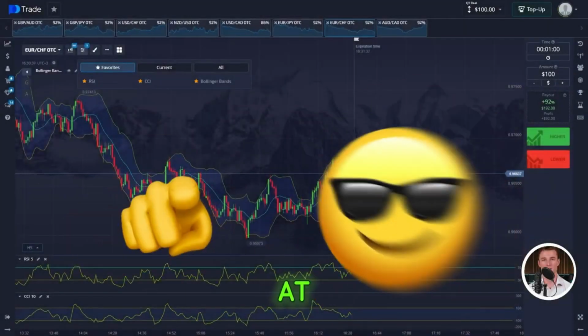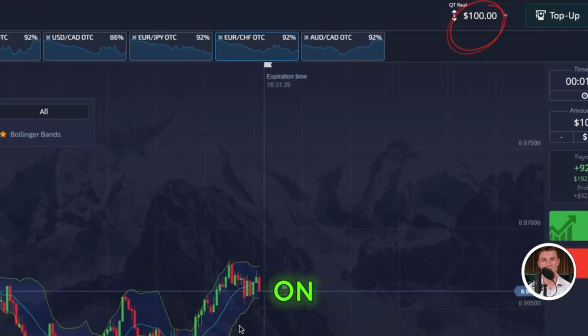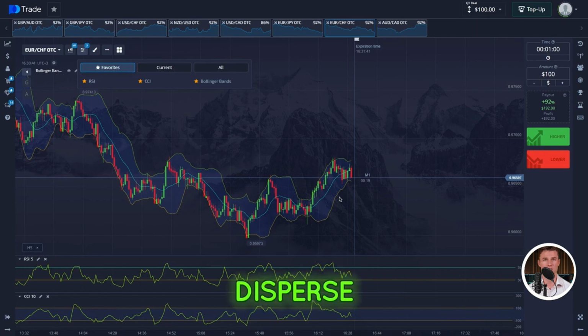So you and I are at the broker. You see $100 on the balance. From this amount, we will disperse our deposit today and make a good profit for today.